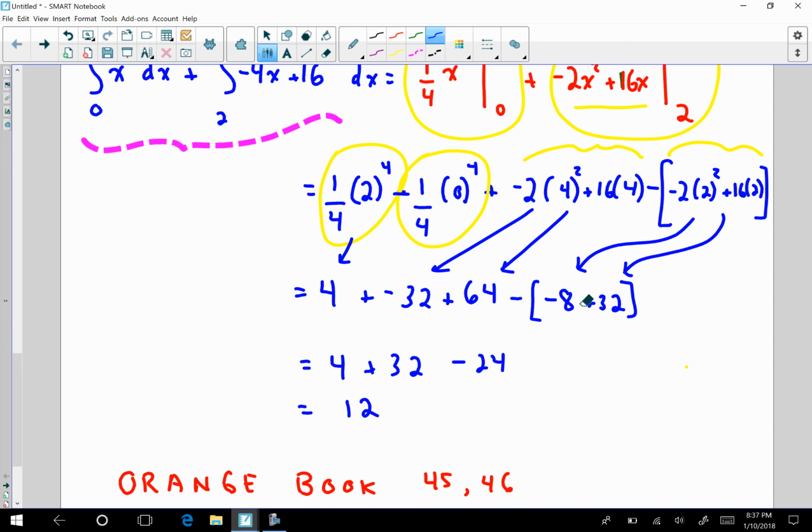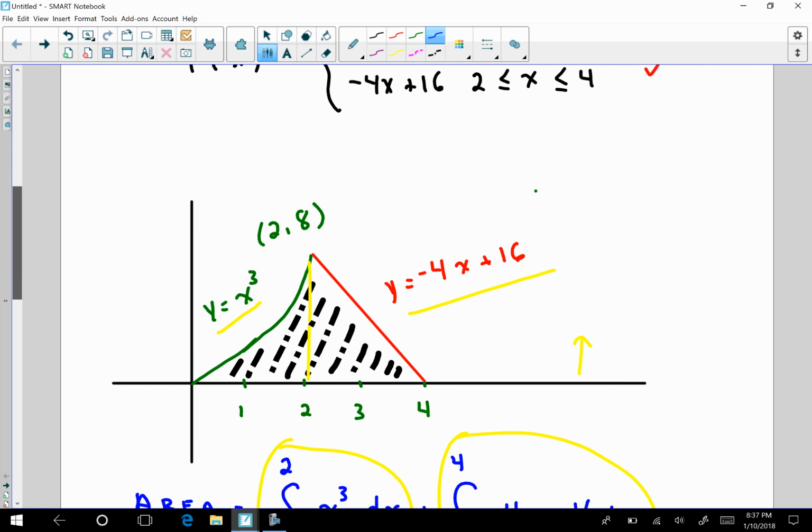Let's make this simple. Negative 8 plus 32 minus 24. Negative 32 plus 64 is 32. And 4 plus 32 minus 24 is 12. That's what this area is. And that's interesting. This black area here we have found to be 12 units squared.